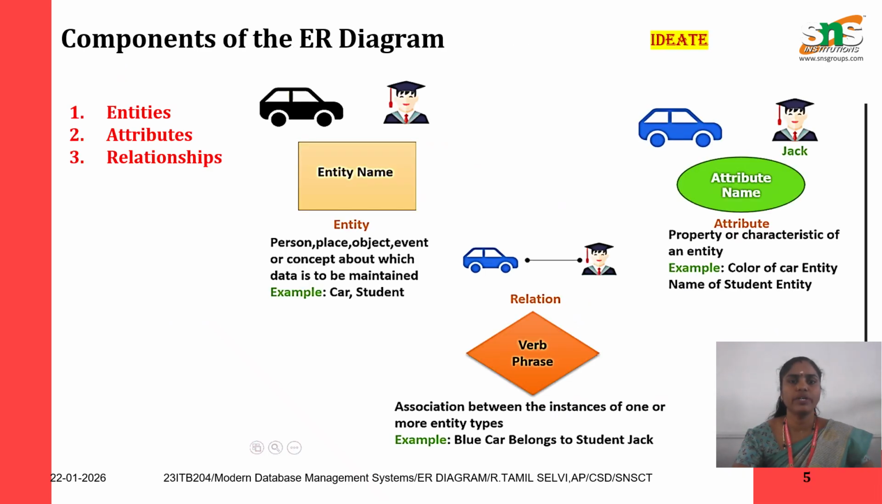Next one, components of ER diagram. This model is based on three basic concepts, that is entities, attributes and relationship. Entity is nothing but the person, place, object or event about which data is to be maintained. For example, car, student. And second one is attribute. Attribute refers to property or characteristics of an entity. For example, color of a car entity and name of the student entity. The next one is relationship. That makes the association between the instances of one or more entity types. For example, a blue car belongs to student Jack.